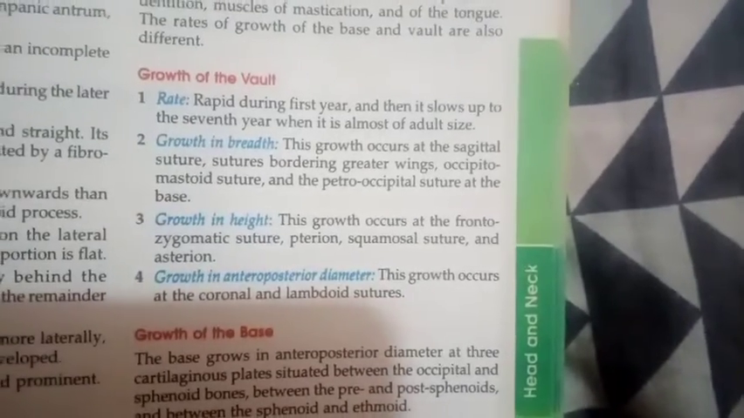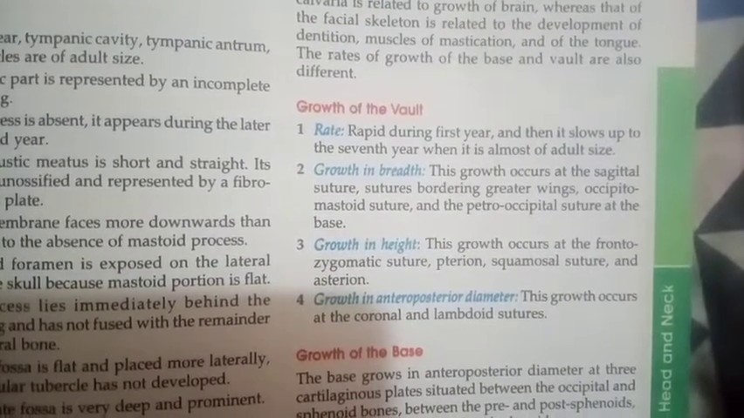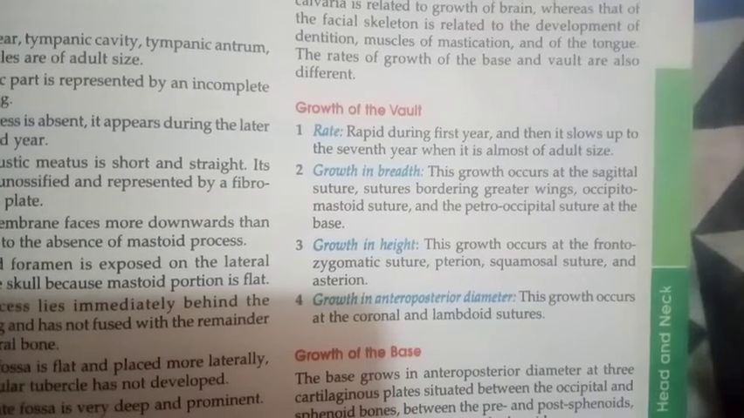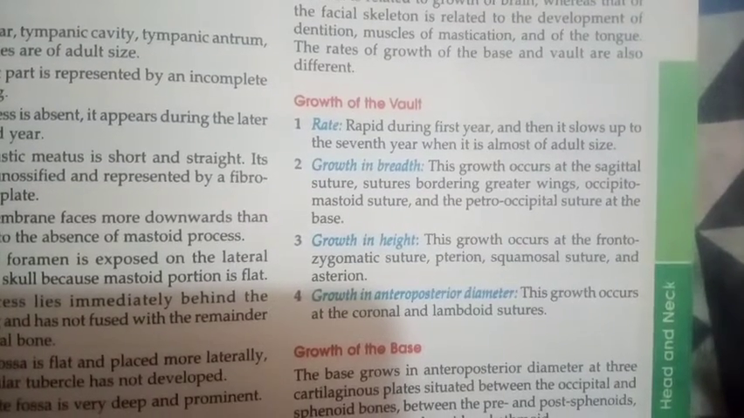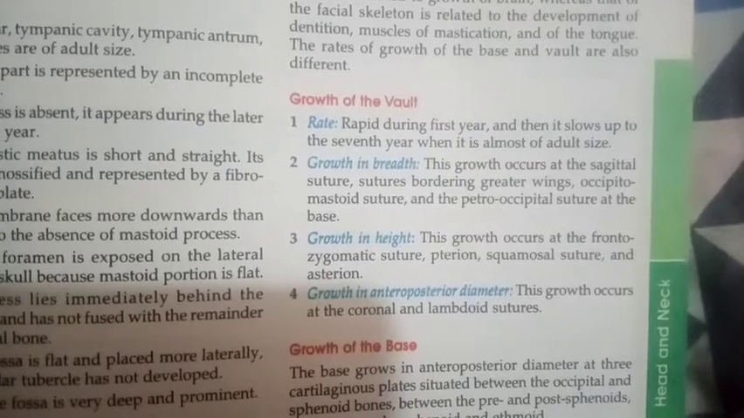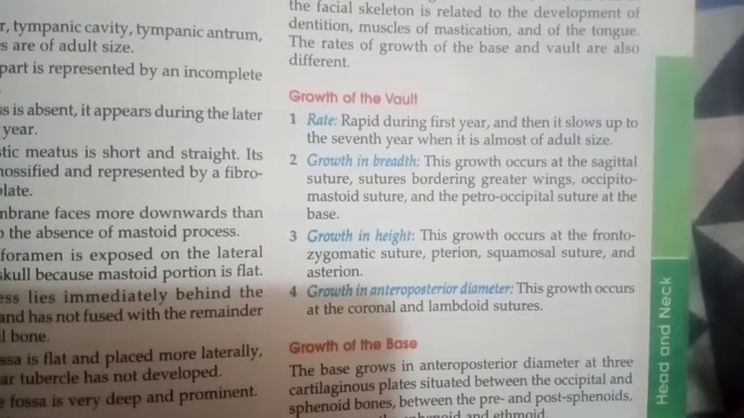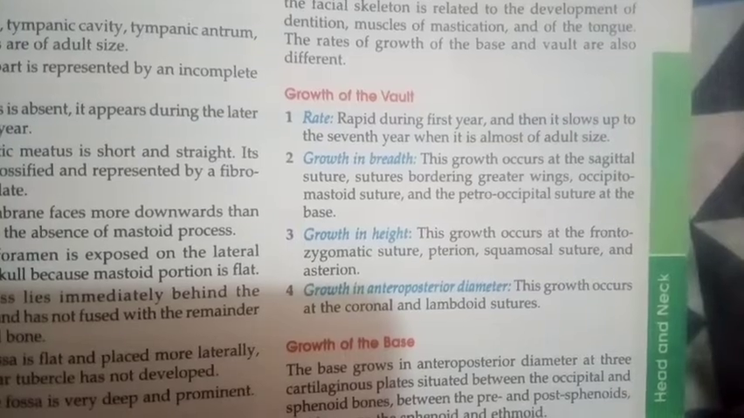Now we will talk about the growth of the vault. First of all, we will discuss growth of the vault, in which we will talk about rate, growth in the breadth, growth in the height and growth in the anterior-posterior diameter. When we talk about the rate, it is fast during the first year and then slows up to the 7th year, when it is almost of adult size.